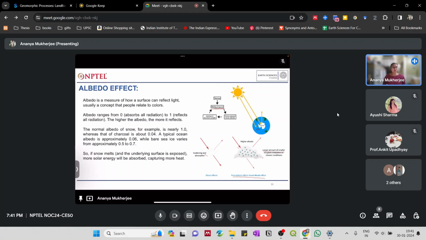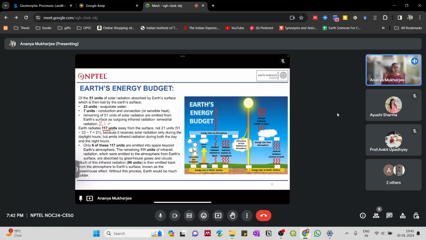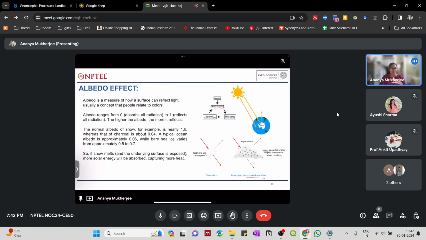So this is what the albedo effect is, and how the earth's energy budget needs to stay in balance. The energy gain and the energy loss by the earth's surface need to be balanced. But due to differences, either human influence or even natural processes themselves, they cause a change in the earth's energy budget also. So this is what we try to understand from this albedo effect.